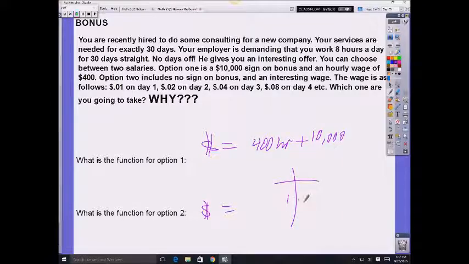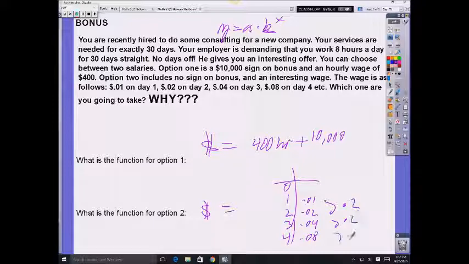Day 1, you make a penny. Day 2, you make 2 pennies. Day 3, you make 4 pennies. Day 4, you make 8 pennies. Go back one. Because if it's exponential, you need this: Y equals A times B to the X. B, we know what B is. B is times 2, times 2, times 2.